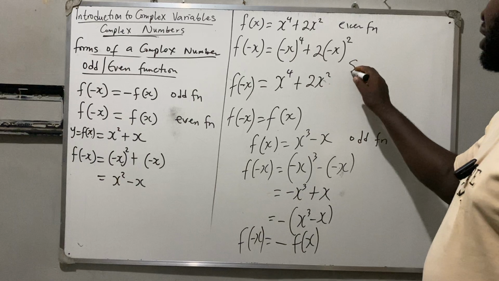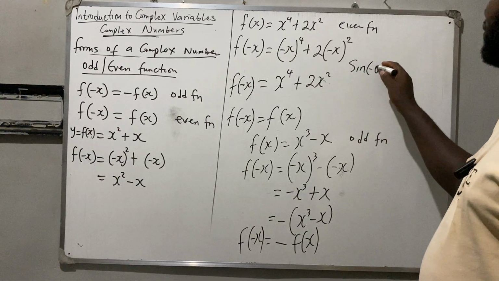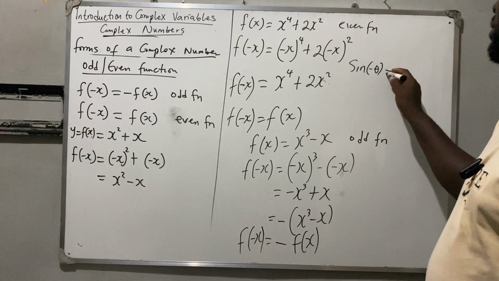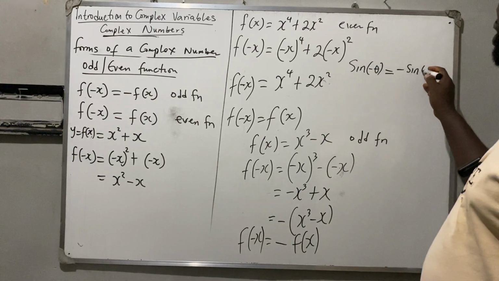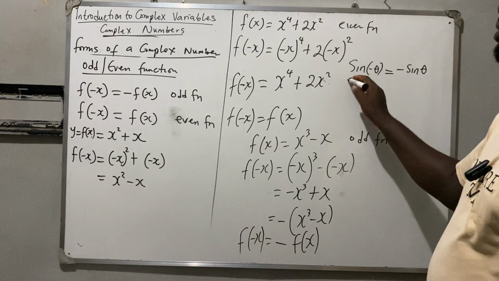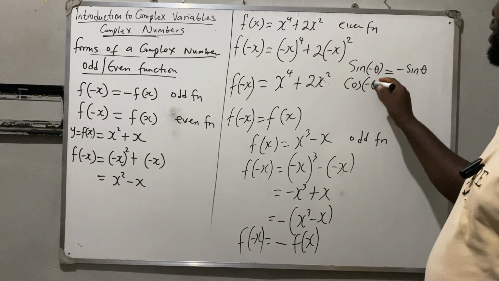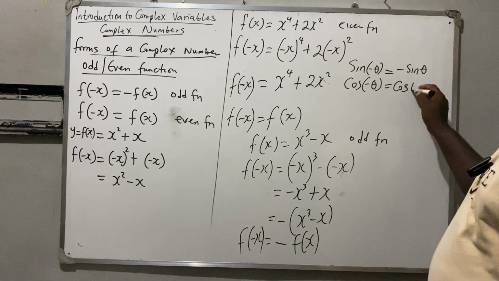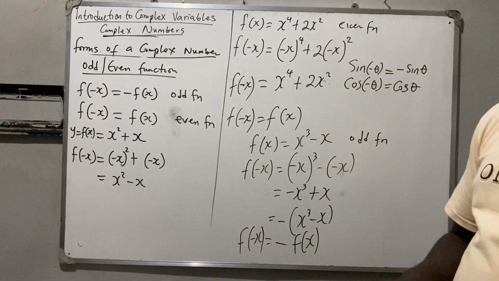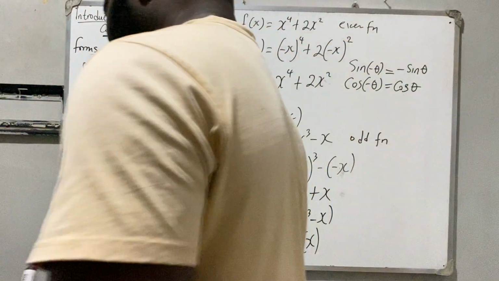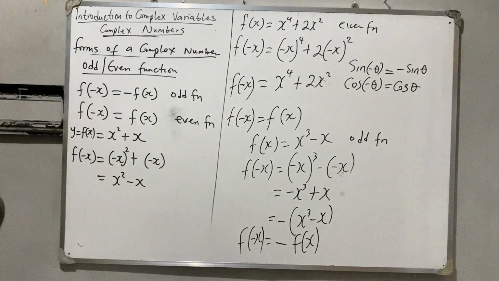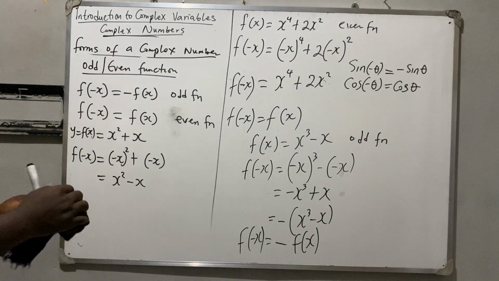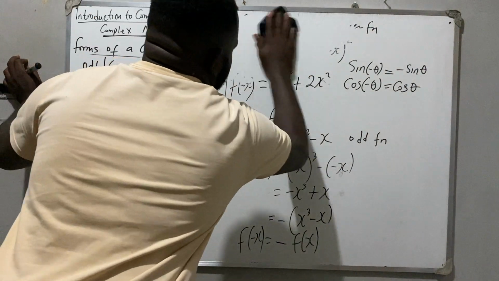So which means that if I have sine negative theta, because sine is an odd function, the minus will come outside. So it's written as minus sine theta. Okay, but if it is cos negative theta, the minus will disappear because cos is an even function. It is written as cos theta. So take note that it is only cos that is an even function. Okay, so having known this, it will now help us in the next example that we are going to solve in polar form.